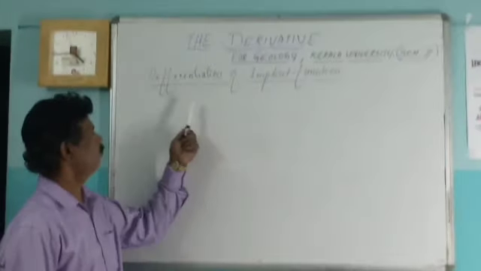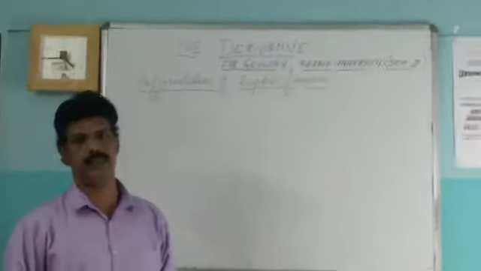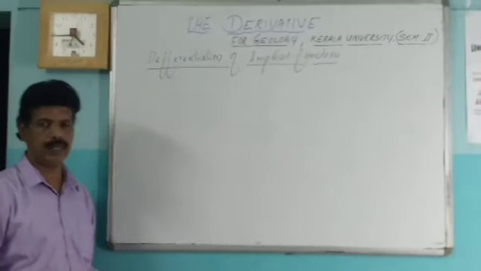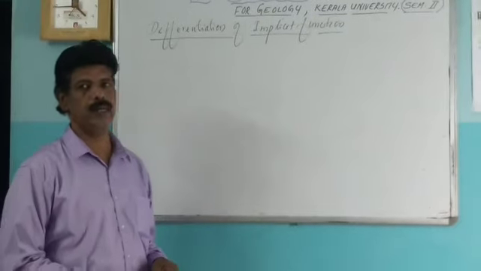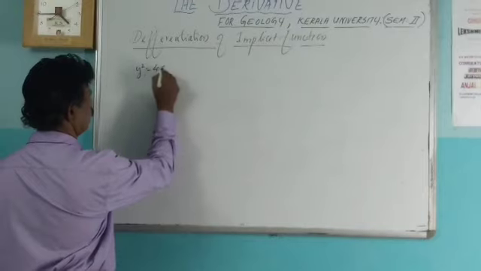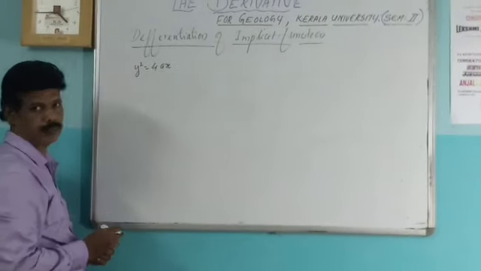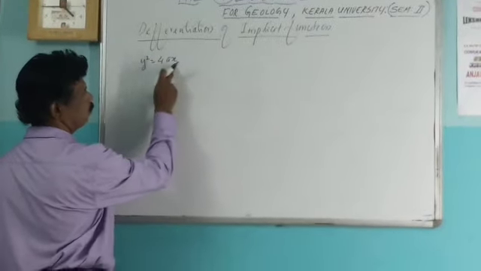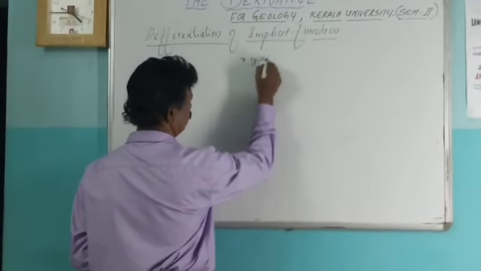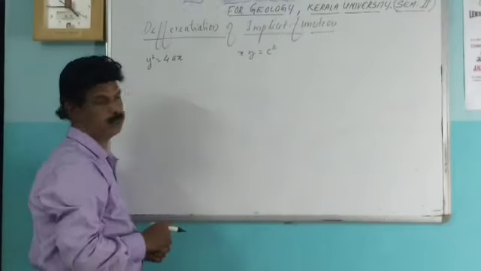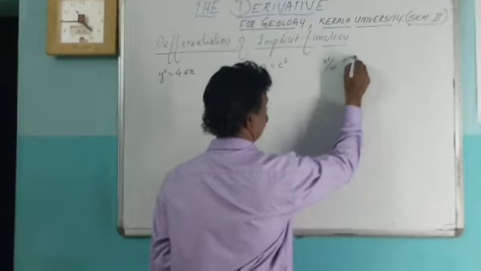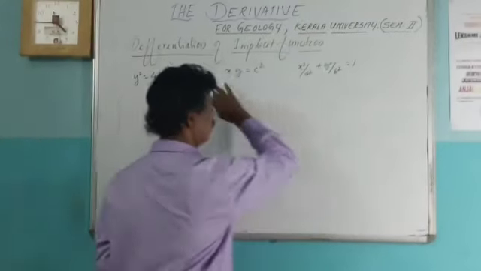Okay. Differentiation of implicit function. Implicit function means function containing both variables x and y. For example, y square equal to 4x is an example of an implicit function because the function contains both variables x and y. Next question, xy equal to c square, it is also an implicit function. x square by a square plus y square by b square equal to 1, this is also an example of an implicit function.